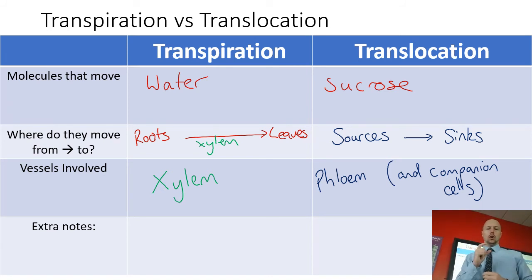Right, what vessels are involved? So water moves through the xylem in transpiration. Sugar moves through the phloem in translocation, and companion cells are also involved. You also need to know the structure of the xylem and the structure of the phloem and how these things work.